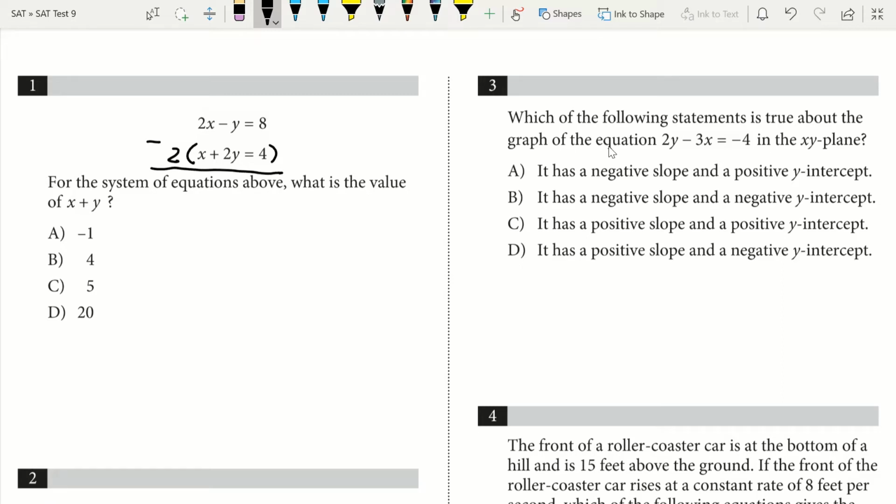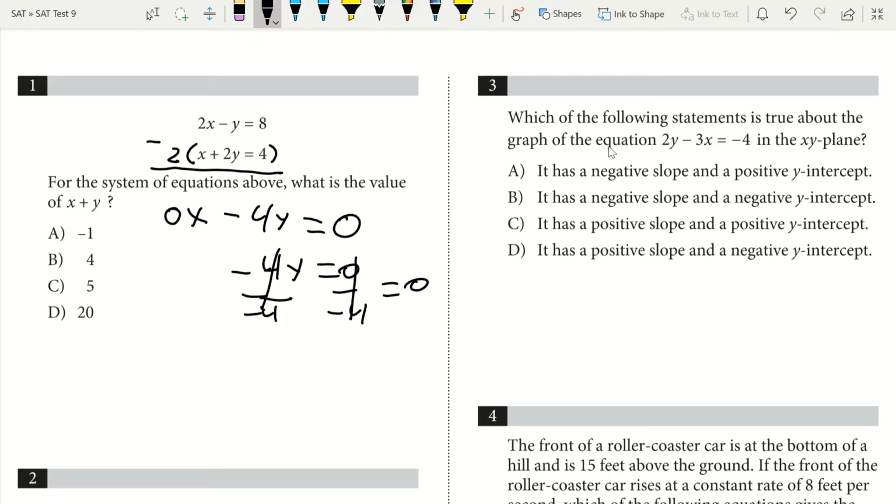So now what I'm left with is 0x plus, I have negative y, and then I have minus 2 times 2y. So that means I have negative y minus 4y, right? So I can go ahead and put down minus 4y equals, and then I have 8 minus 2 times 4. 2 times 4 is 8, so that's 8 minus 8, which is 0, which simplifies to negative 4y equals 0. I divide each side by negative 4 to isolate y, and I see that y is equal to 0 because 0 over negative 4 is 0.